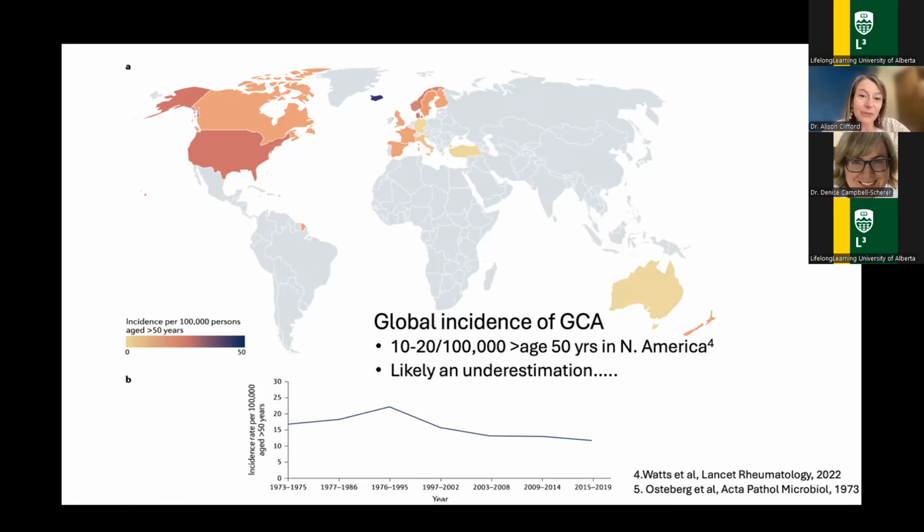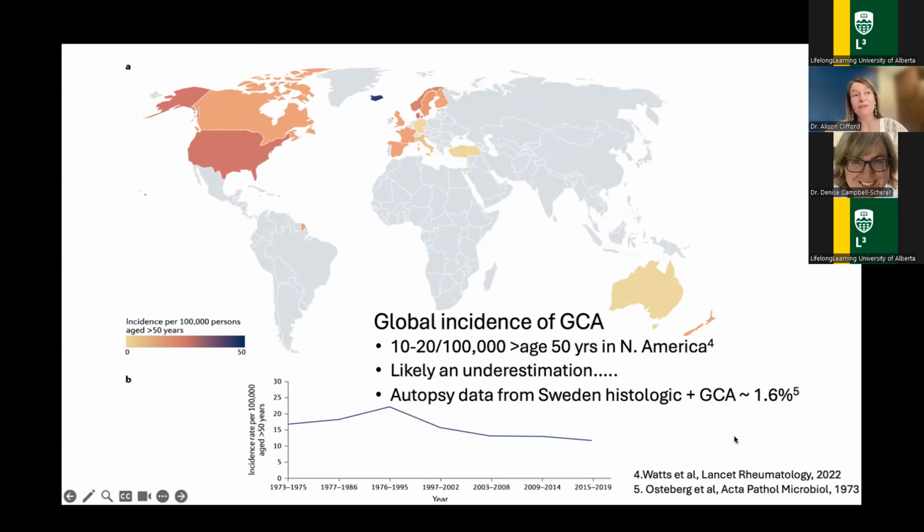There are some really interesting studies that were done in Sweden where they would sequentially autopsy everyone in a certain city when they passed away. And one of the pathologists identified that histologic GCA was found in close to 2%, so 1.6% of all patients who passed away, most of them asymptomatic. So we recognize it in this number, and I think we probably don't recognize it, and patients may have no manifestations at a certain level.